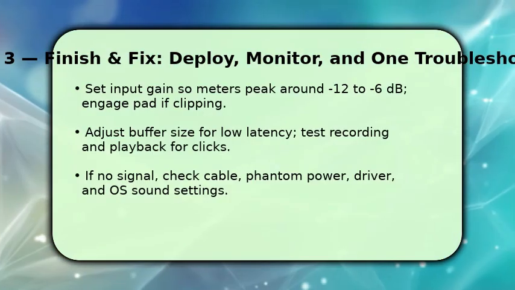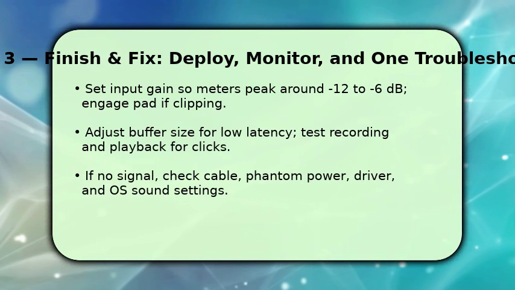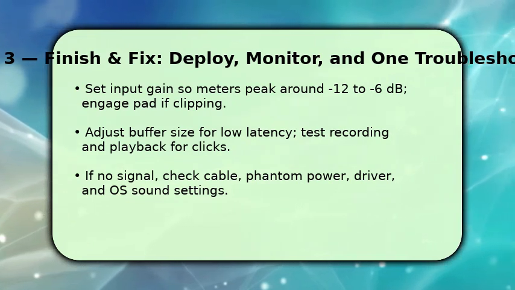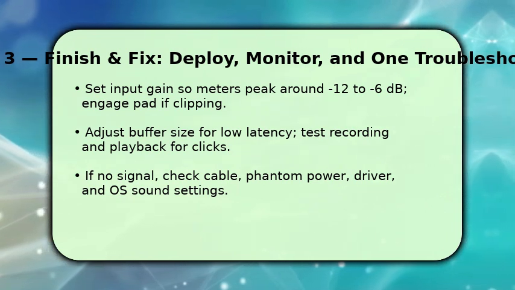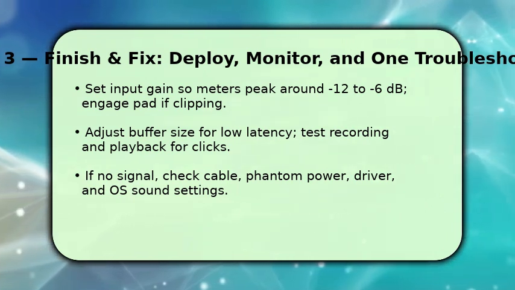Finish by setting gains. Watch the meter while slowly raising preamp gain until peaks sit between -12 and -6 dB. That gives headroom and reduces clipping risk. Use the pad for loud sources.